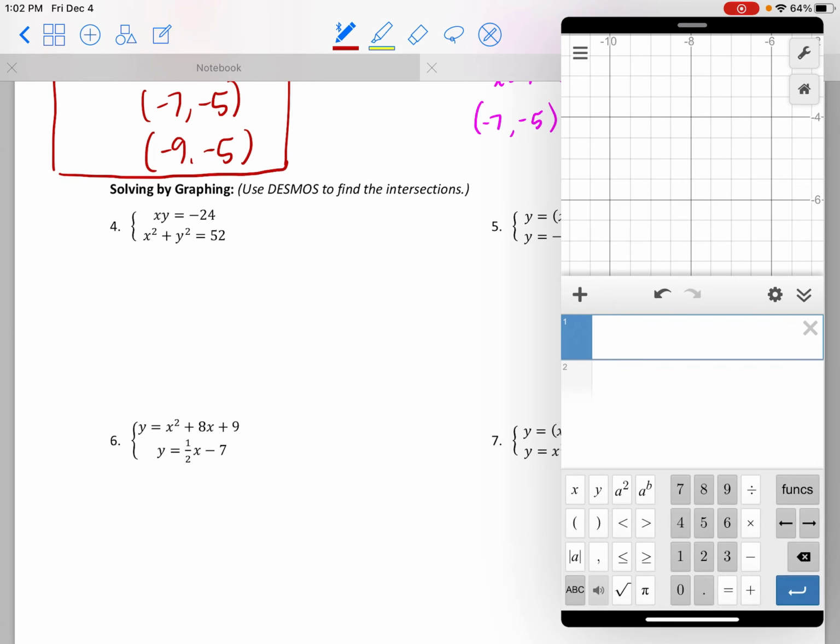Let's find our intersections. Do you recognize what that is? It's hard to recognize it in that form, but just think about it. If we were to get y by itself, we would have to divide the x over. And so what we're looking at is a rational function there. So it's a rational, and then the second one's actually a circle. But let's go ahead and put it in. xy equals -24, and x squared plus y squared equals 52.